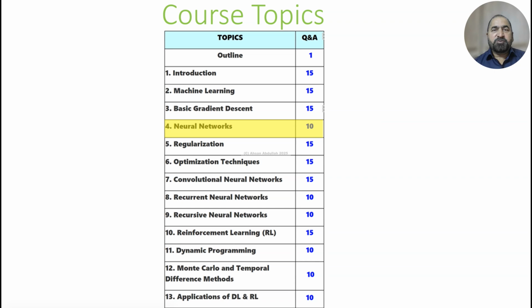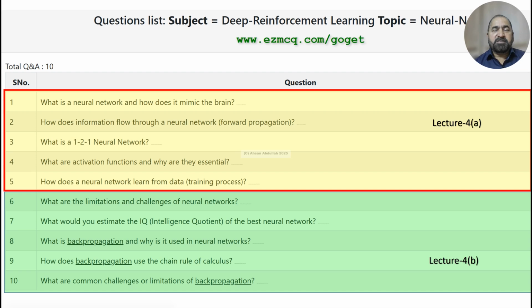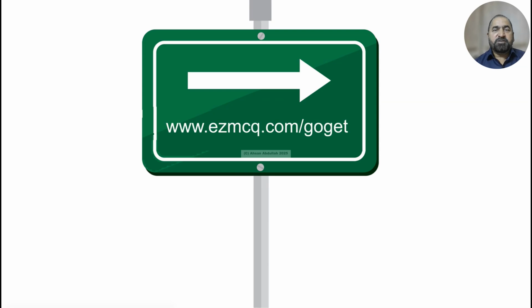So these are the list of topics which are covered in this course. And we are at the fourth topic, which is neural networks, which consists of 10 questions and answers. Basically, these are concepts. This is the list of concepts, and the concepts which we will be covering in this Lecture 4A are shown highlighted in yellow. Without further ado, we move on to the details of these concepts.